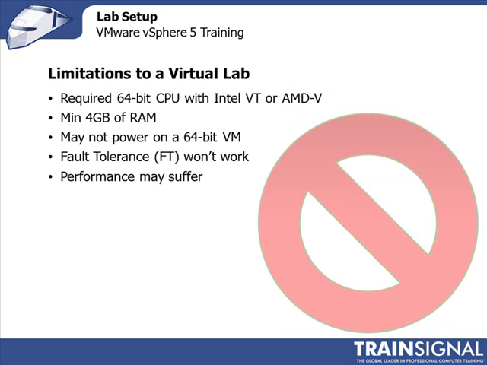When it comes to building a virtual virtualization lab, some of the limitations are, first off, you have to have a 64-bit CPU with Intel VT or AMD-V enabled. You'll need a lot of RAM. I would say a minimum of 4 gigabytes, but the more RAM you have, the better. You may not be able to power on any 64-bit virtual machines that are running as guests underneath the ESXi servers that you're running as virtual machines in Workstation or Fusion. This is called 64-bit nested virtual machines, and today it just isn't something that's possible.